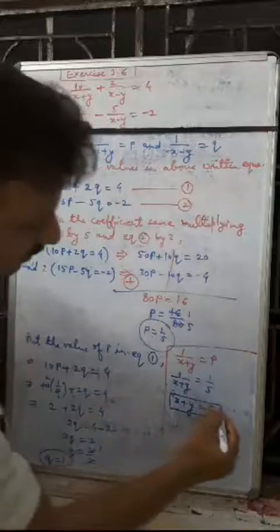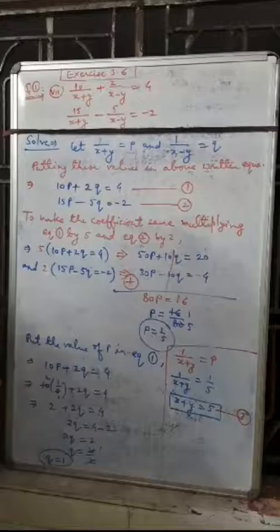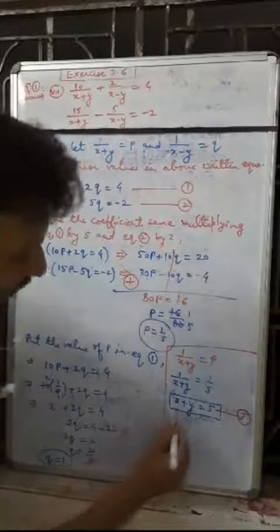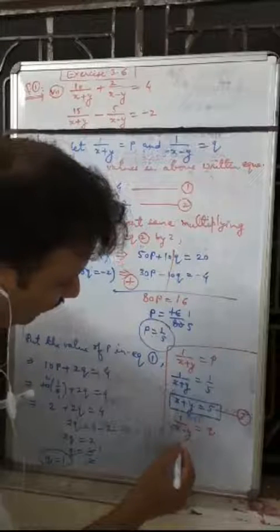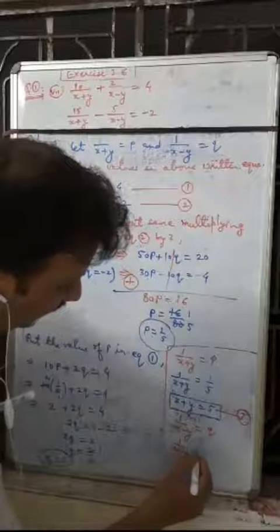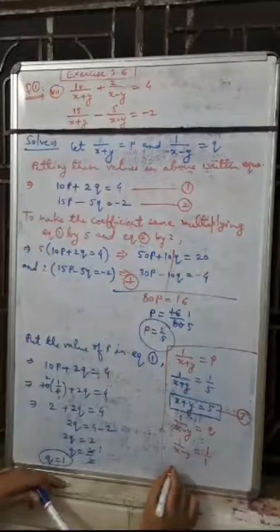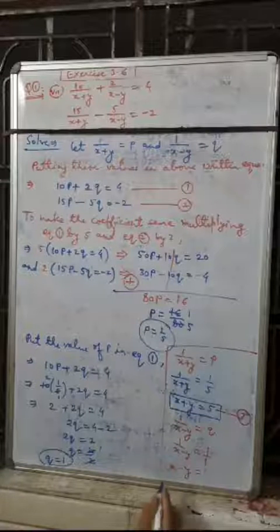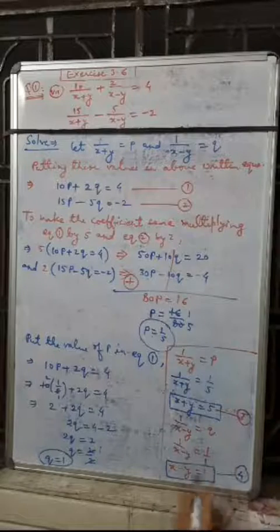It is equation number 3, we can say. Then 1 upon x minus y is equal to q, which is equal to 1. So we can write 1 upon 1 here. So x minus y is equal to 1. We have one more equation, x minus y is equal to 1, equation number 4.